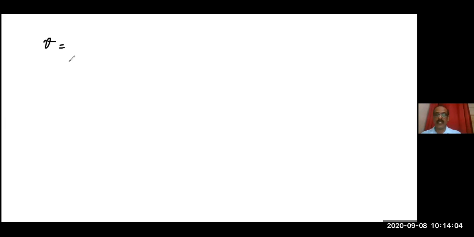Okay. Right now. Relation between linear velocity and angular velocity of a body moving in a circular path: V is equal to R omega. You remember this formula? Yes, sir. Next question.